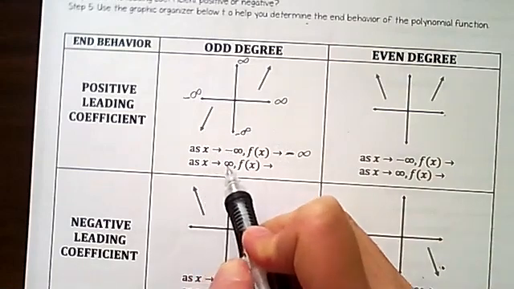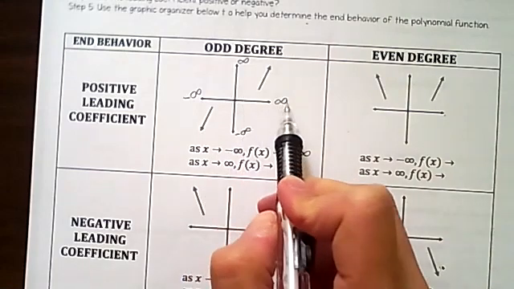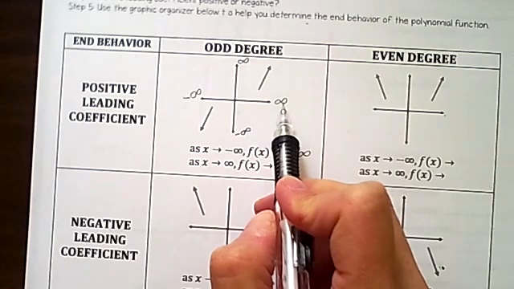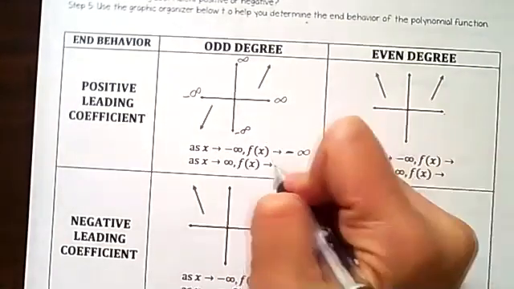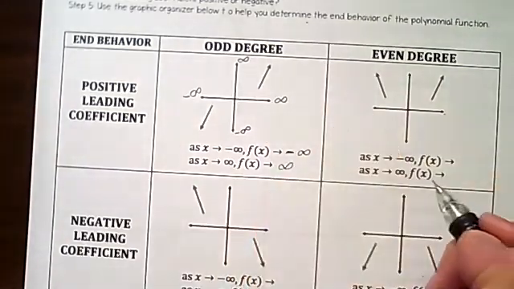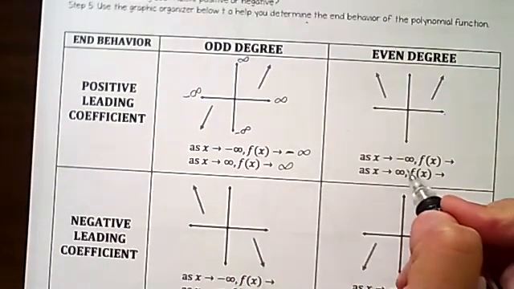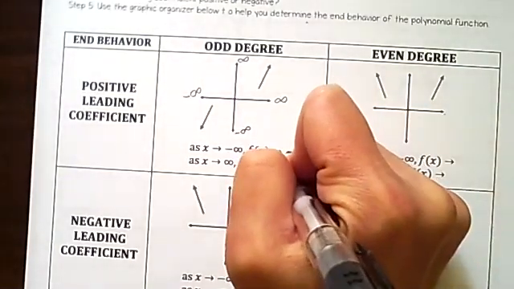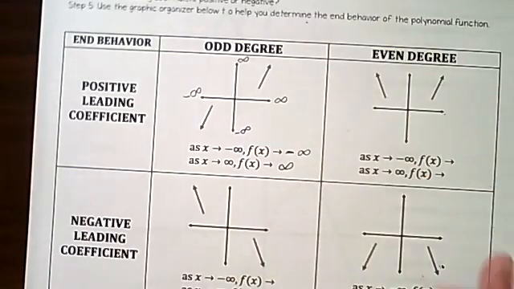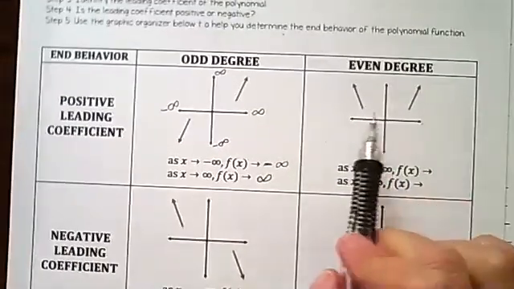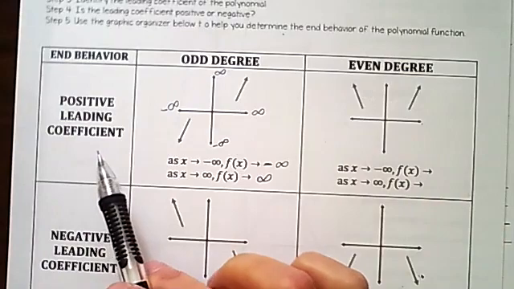As x approaches positive infinity, so as we move to the right, is it pointing up or down? Up to positive infinity. So if you're filling in these notes with me, fill those two things in, positive infinity, negative infinity. Let's look at an even degree with a positive leading coefficient.